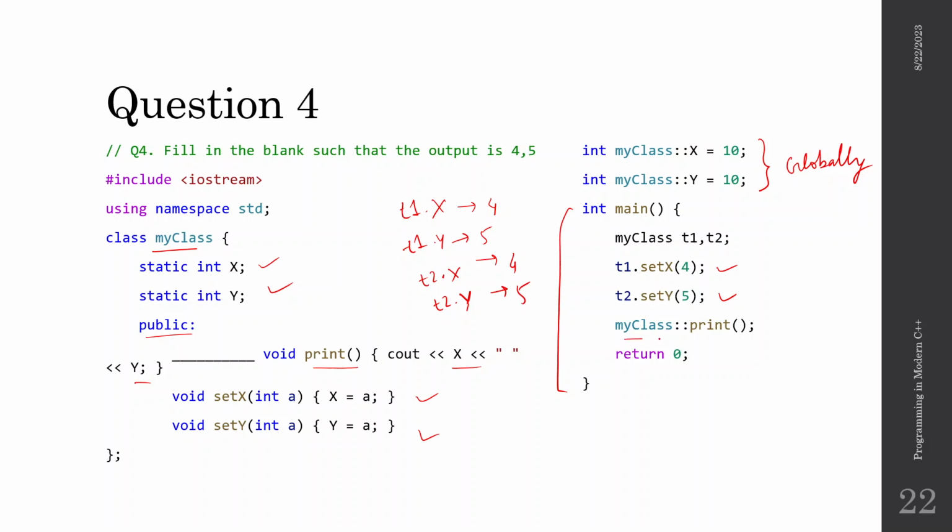And finally we are calling MyClass::print. Now one thing which is different here is that we are using the class name directly instead of using any object name. Instead of saying t1.print, we are writing MyClass::print. So this is a new way of writing. Obviously since we are invoking it like this without any object, this print function must be static. So in this blank we have to fill static.